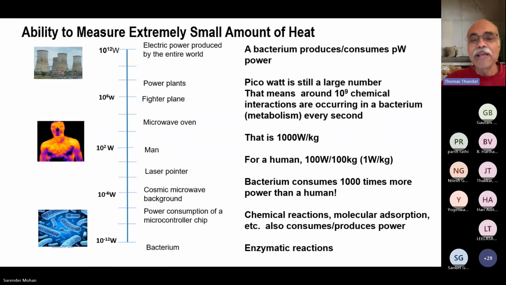Heat is everywhere. And an interesting thing, for example, is that a bacterium is not that efficient. It is 1,000 watts per kilogram. I mean, that's what they use. For a human, it is 1 watt per kilogram. So humans are 1,000 times more efficient than bacteria. Very interesting. We will look into this in a later part of this talk. Next slide.